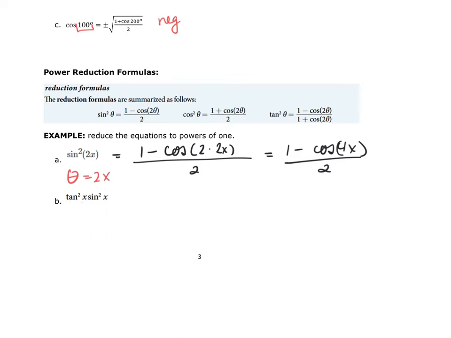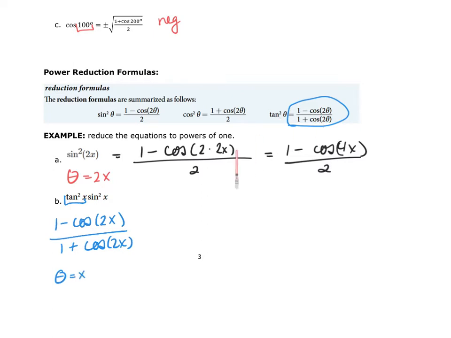Now I'm going to do the power reduction formula for this. I'm going to replace tangent squared with this. So tangent squared gets replaced with 1 minus the cosine of 2 alpha, and my alpha happens to be x, over 1 plus the cosine of 2x. Here, theta is equal to x. Using this formula, my angle is x. Using this formula, my theta was 2x. Just keep it straight. Now I'm going to replace my sine squared. That is 1 minus the cosine of 2 theta, divided by 2.